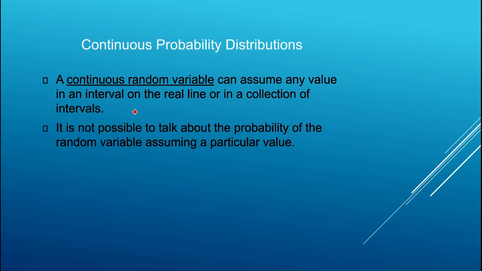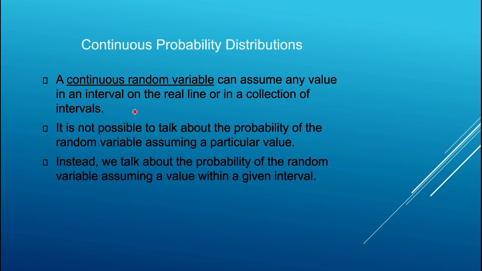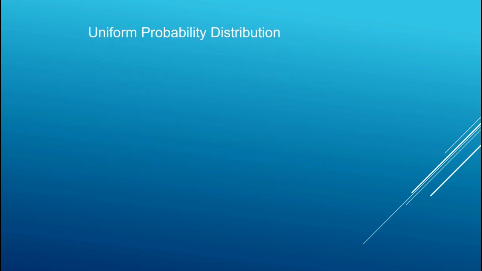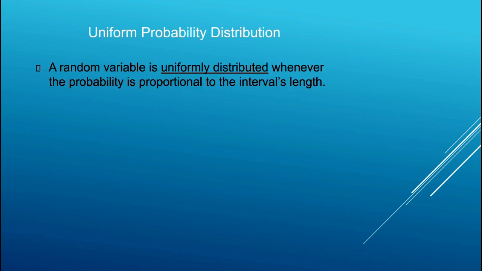It is not possible to talk about the probability of a random variable that's continuous as taking on a particular value. Instead, what we talk about is the probability that the random variable takes on a value between 2 values. We can make these 2 values as close together, however, as we desire. Here's an example that will make these issues clearer. A random variable is uniformly distributed whenever the probability is proportional to the interval's length.